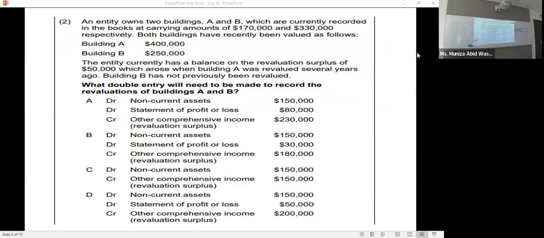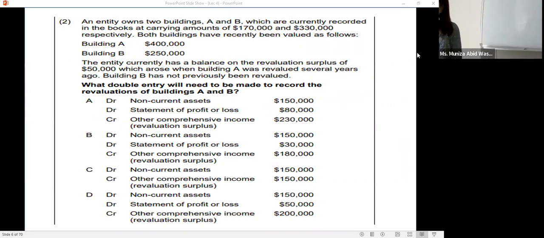Okay, now question number 2 is there. The requirement of the question is what double entry will need to be made to record the revaluations of the buildings A and B. Simply, we do know that whenever the revaluation is going to happen, the accounting entry is non-current asset cost account debit, accumulated depreciation credit, revaluation surplus. But in regards to buildings A and B, what accounting entry has to be passed?